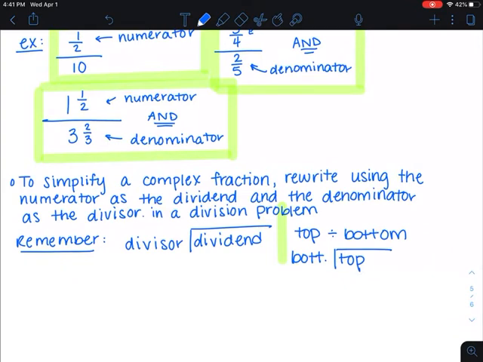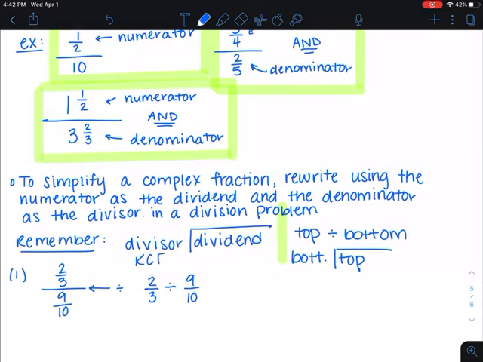So, let me show you a few examples. We're going to go to practice problems 2.8 on page 48, and I'm going to work on a few of the odds. So for number 1, I have 2/3 over 9/10. So it appears that I have a fraction in the numerator and a fraction in the denominator. Don't forget though that this line here means division. So I'm going to do top, which is the numerator, 2/3, divided by the bottom number, which is 9/10.